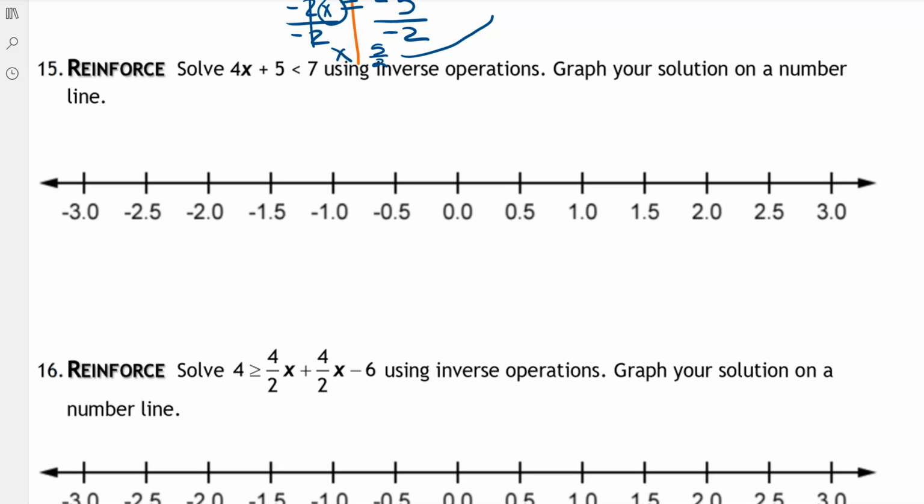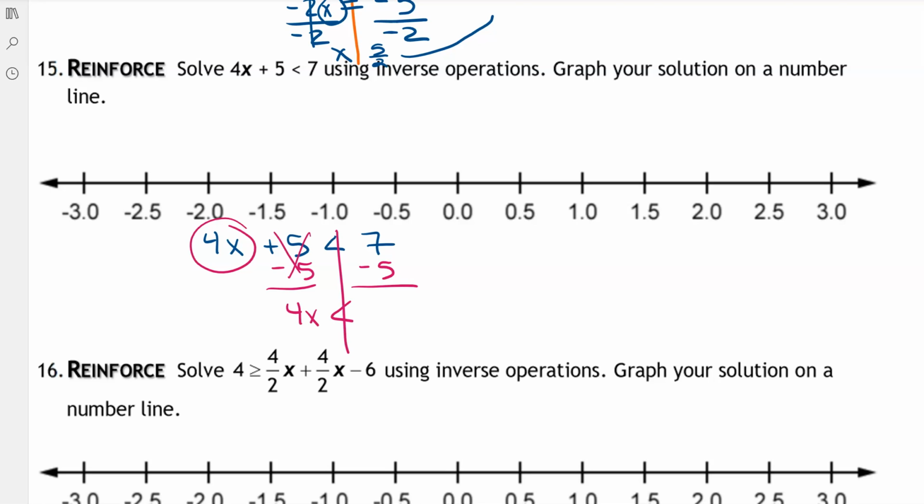Now we're going to work here. Now they give us an inequality. So we got 4x plus 5 is less than 7. Make sure you write all this down. All right, so I'm going to subtract 5. And this cancels out. I'm left with that. It's not a negative, thank goodness, so I'm not going to be doing any flipping. And 7 minus 5 is 2.